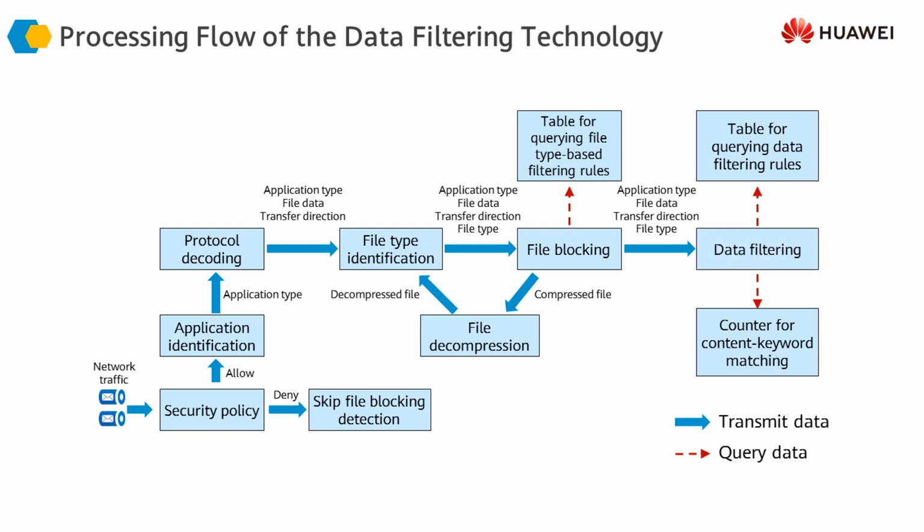In data filtering, we check against the data filtering rules, the keywords that we have defined, and if it is based on weight, the counter for keyword matching, which means that the weights are being accumulated, and if the total counter exceeds the threshold, we can either block that data or we can allow that data to pass through. So this is how we do the data filtering in content security filtering.